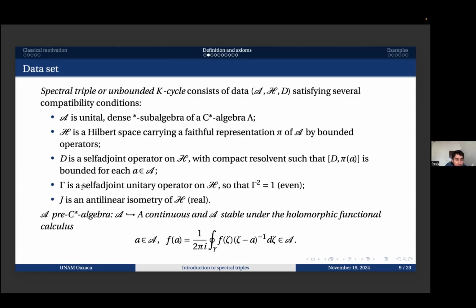And we have two more objects: gamma, which is a self-adjoint unitary operator, and J. In the classical geometry, in the theory of Dirac operators of spin Riemannian geometry, we have the existence of these two objects: gamma, which induces a Z2 grading on the Hilbert space, and J, which is an antilinear isometry related to a real structure.